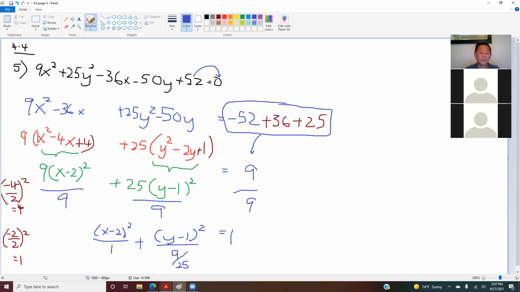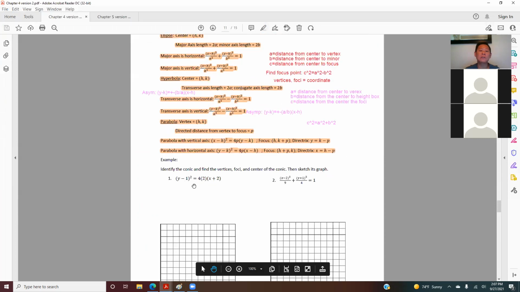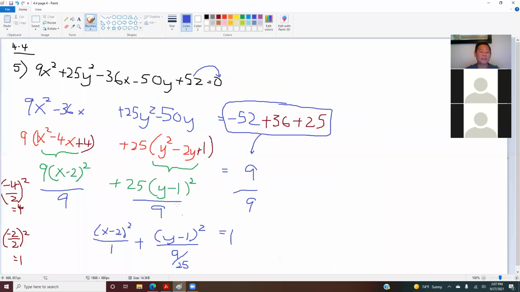The reason why is because if you look at the formula of all your conic sections, your x squared and your y squared always have 1 in front, no matter if it's an ellipse or a hyperbola. So that's the reason why we have to make this 1. In order for us to get rid of the 25, we move it down here.